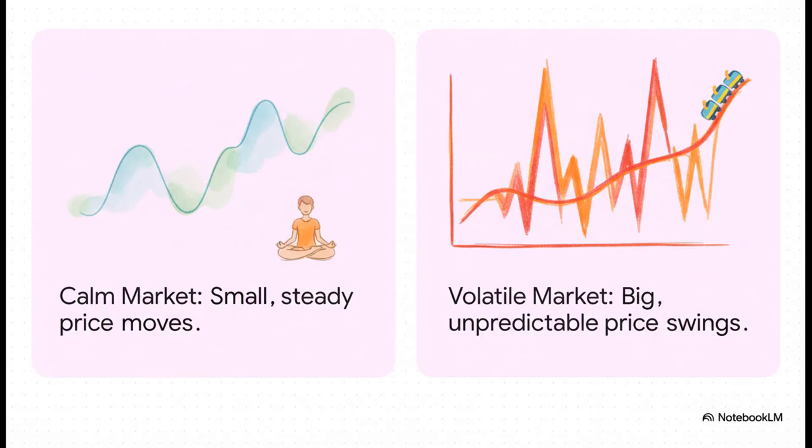So on one side, you've got your calm market, just small, pretty steady price moves. And on the other side, you've got a volatile market. We're talking big, unpredictable swings that can feel like you're on a roller coaster. This right here, this measure of the market's energy, the size of its swings, is what traders call volatility. And it's exactly what we need a tool to get a handle on.